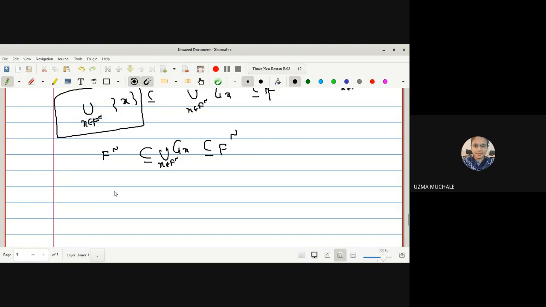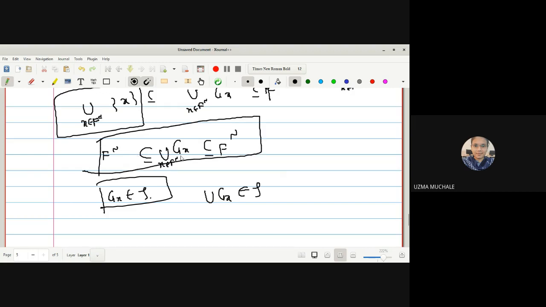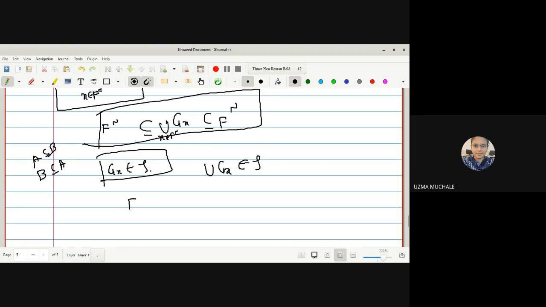As we have selected, Gx is an open set, no? So Gx, if it is an open set, what is an arbitrary union of open sets? Open set. So this is also a member of tau. So I can now write that one set is a subset of the other, and that set is again a subset of the first, which we can write as A is a subset of B and B is a subset of A. What this property tells us is F complement is equal to the union of all Gx where x is a member of F complement.